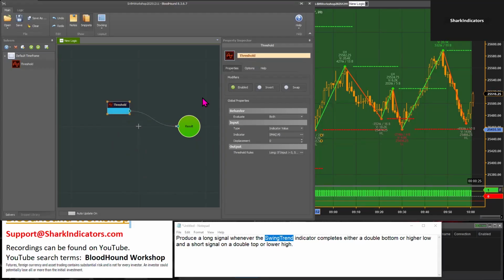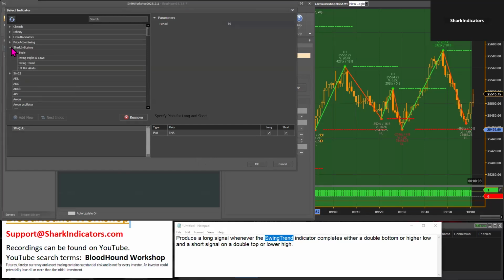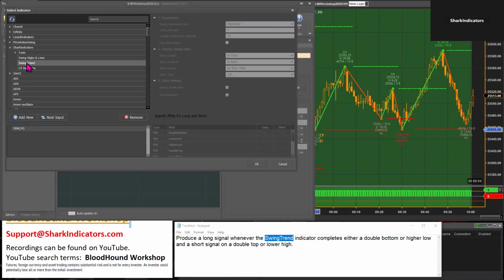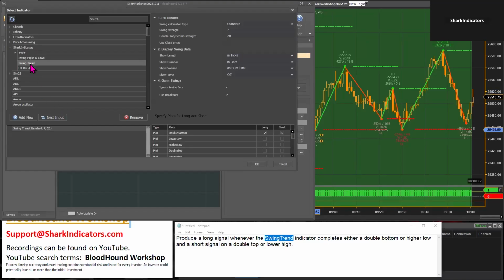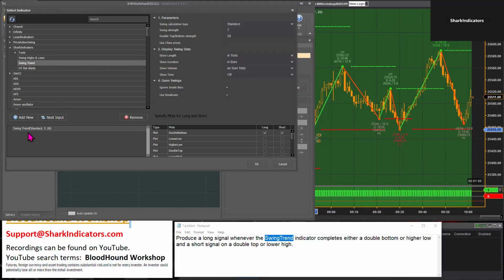For the threshold solver, we're going to change the indicator, obviously. We're going to go into the SharkIndicators folder, and there's the swing trend indicator. Double click on it and it puts it down here. Here's the list of all the output data. We can see there is a double bottom output, a plot, and a higher low plot.